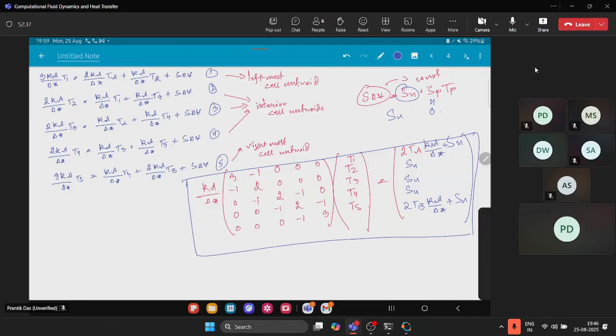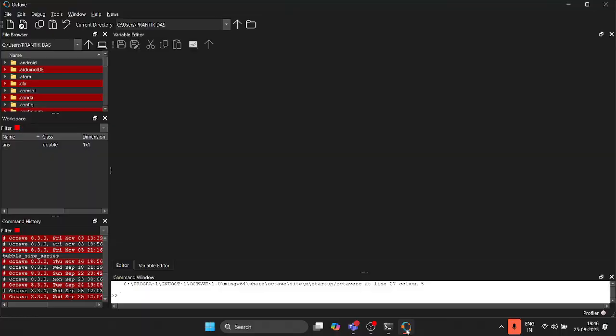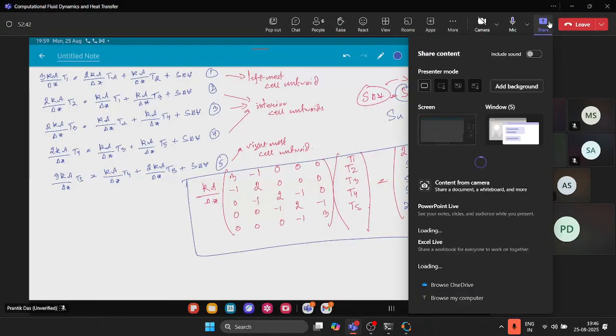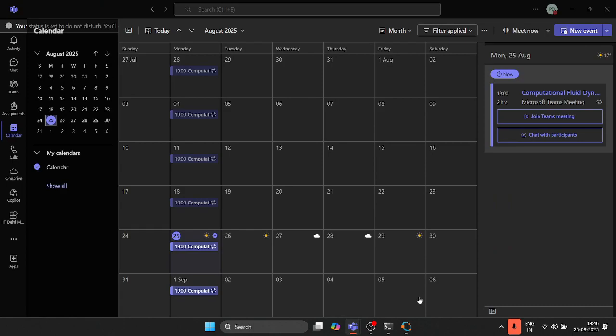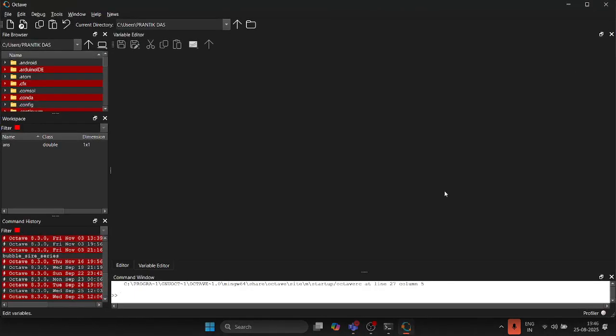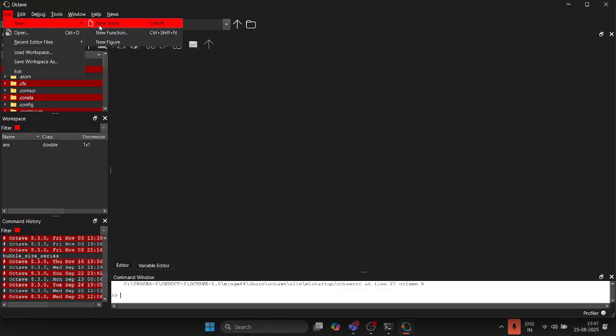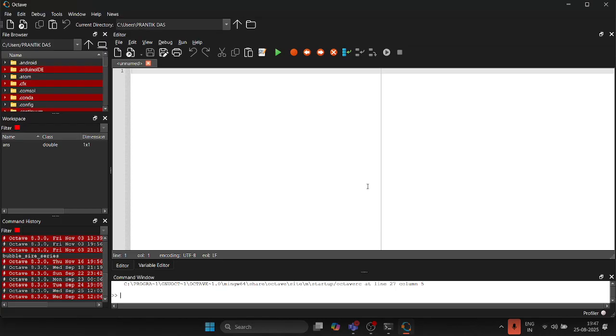You can use Octave or MATLAB, whatever you want. As of now I am using Octave. Can you see my screen, the Octave screen itself? Yes, sir. Okay, so you go to file, then new, and then new script. These things are pretty easy. You can learn Octave, which is very similar to MATLAB, from the internet.